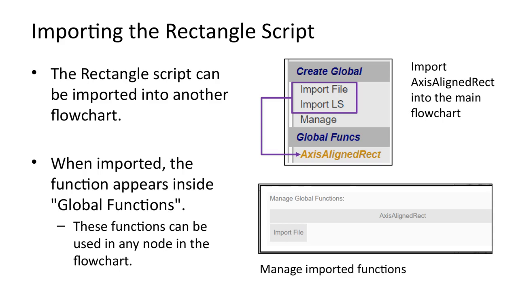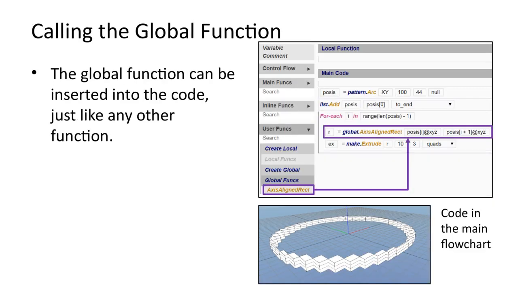We click Import and then select the Mobius file that we want to import. Once the script is imported, the new function will appear under Global Functions. These global functions will be available in all nodes in the main flowchart. Clicking the function name will insert it into the code, just like any other function. The function name will be preceded by the word global.